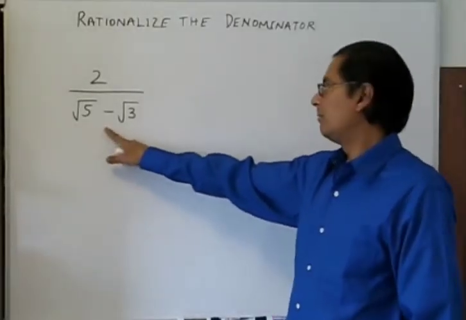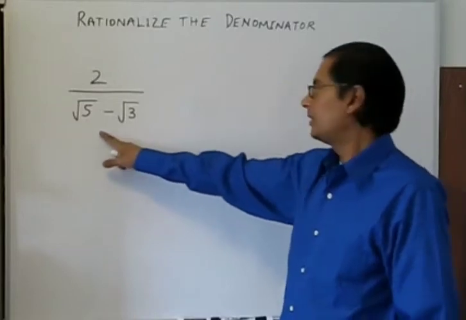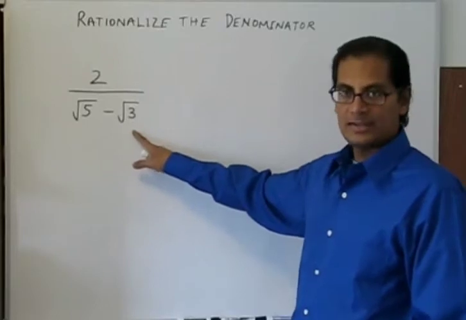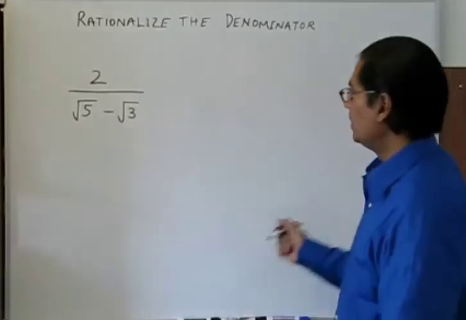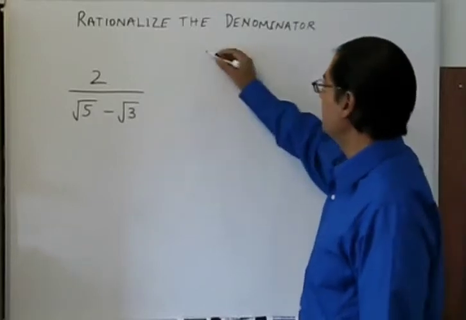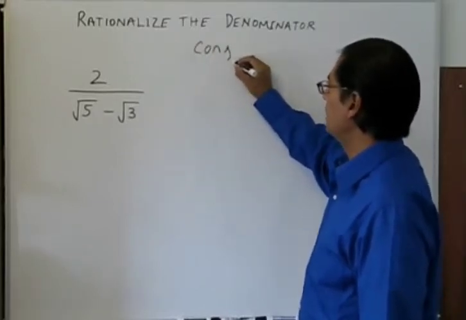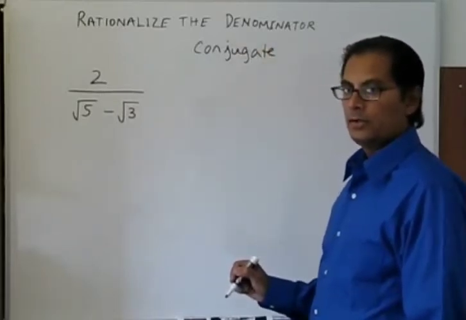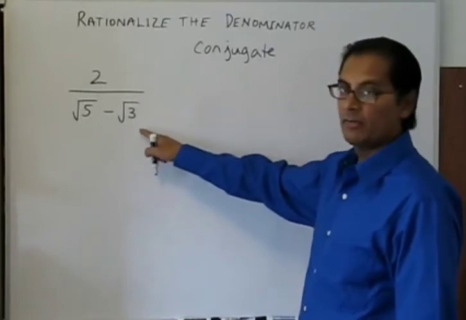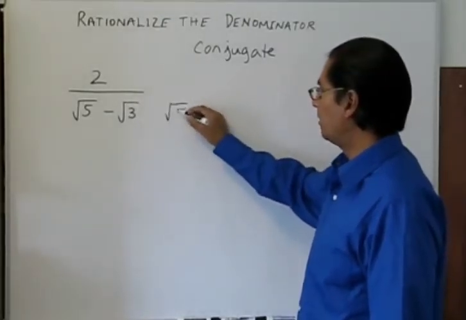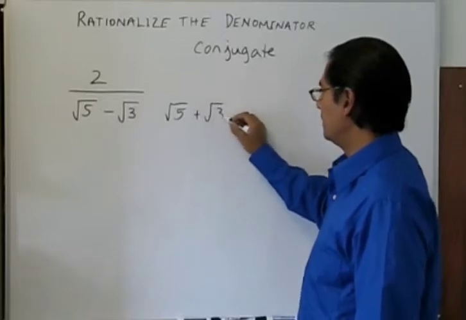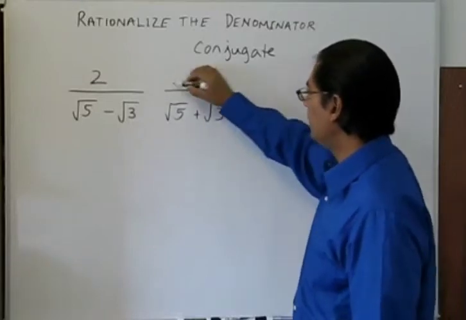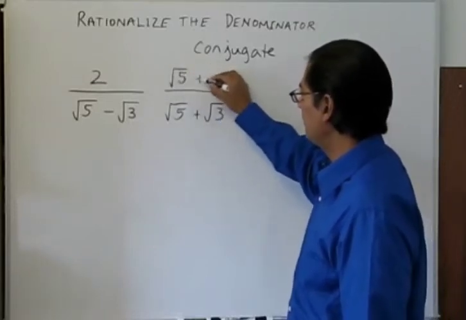Rationalize the denominator of 2 divided by root 5 minus root 3. We see in the denominator these are irrational numbers, these square roots, and so we want to rationalize that. In order to do this problem, we have to multiply both the top and bottom by what's called the conjugate of the denominator. The conjugate of this denominator, root 5 minus root 3, is root 5 plus root 3. The only difference is the plus and the negative here. We do that to both the bottom and the top.